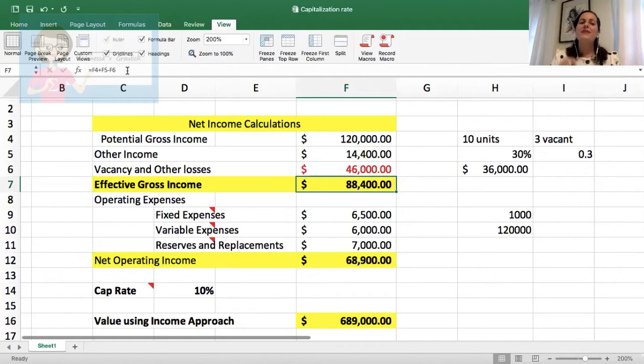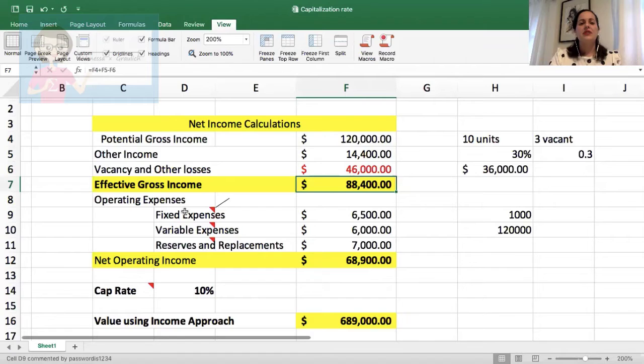Now, this is going to give me the effective gross income. All I do is potential gross income plus the other income minus the vacancy and other losses. Remember, we put $10,000 for legal. Basically, your effective gross income is going to be $88,400 for this example. From there, you need to ask, well, wait, I'm going to have expenses, right?